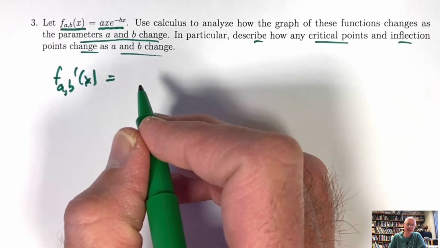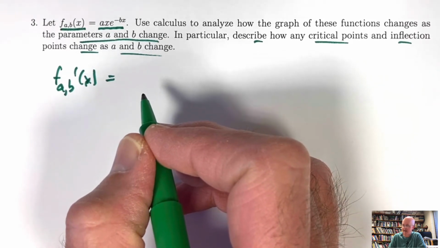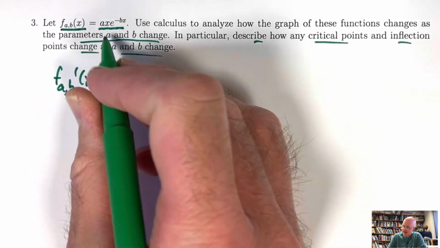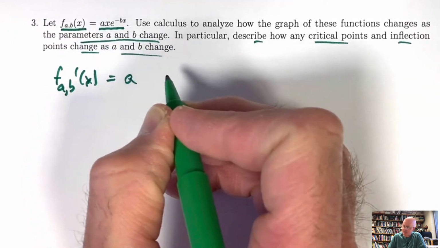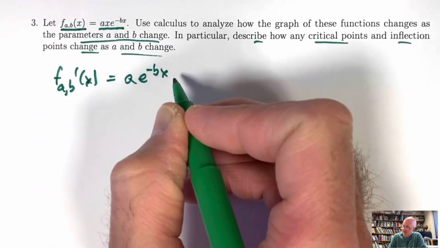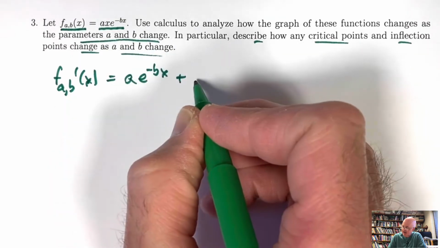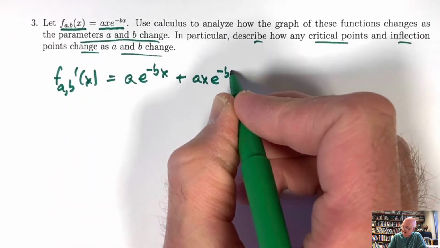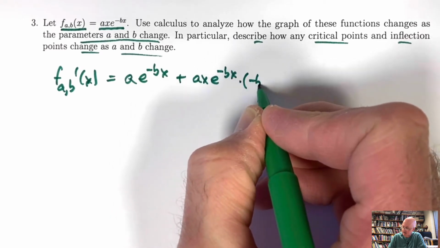The product rule you could say is left d right plus right d left, or yeah, the derivative of the first is what I usually like doing. A times x, its derivative is a, times the second function, e to the negative bx, and then plus the first function, ax, times the derivative of the second. The derivative of e to the negative bx is e to the negative bx times negative b by the chain rule.